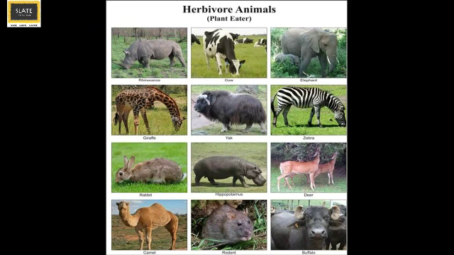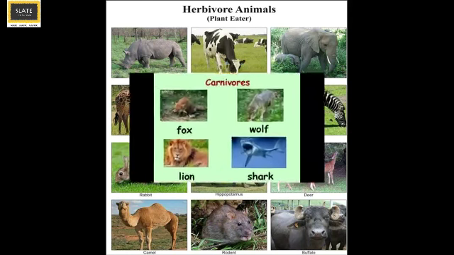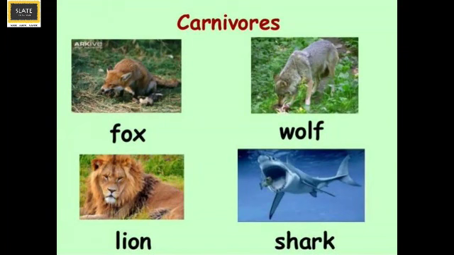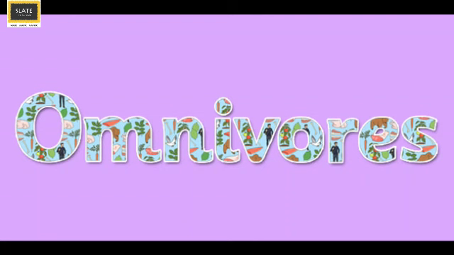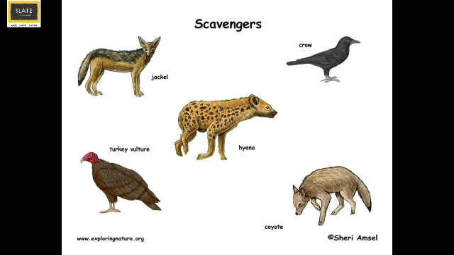Herbivores are animals that eat plants. Carnivores are animals that eat flesh of other animals. Omnivores are animals that eat both plants and animals. Scavengers are animals that eat flesh of other dead animals.